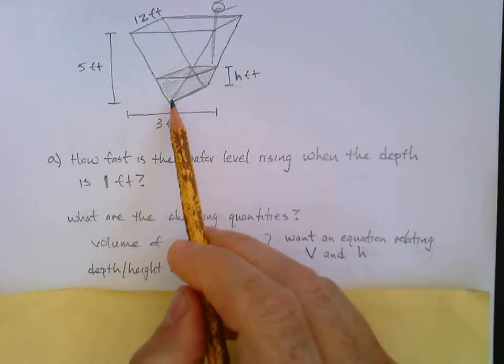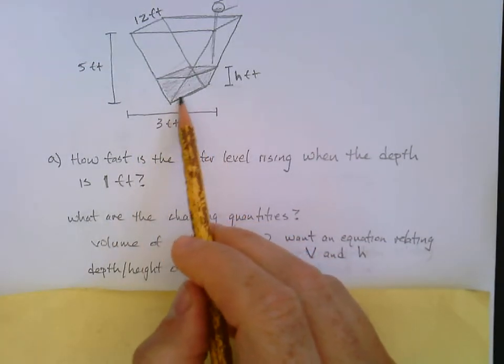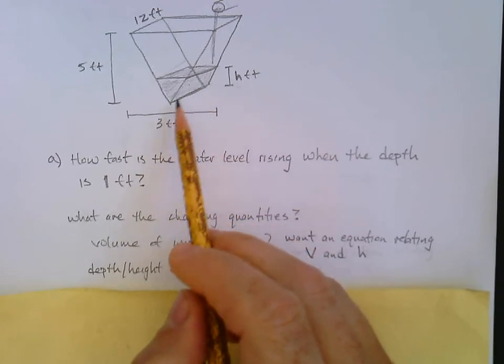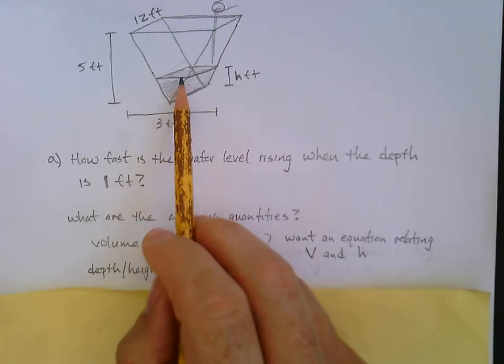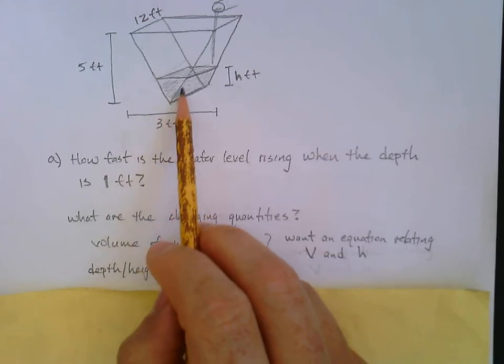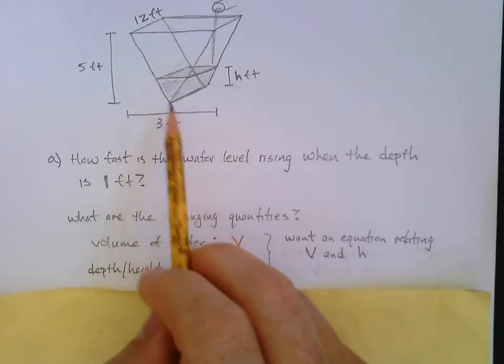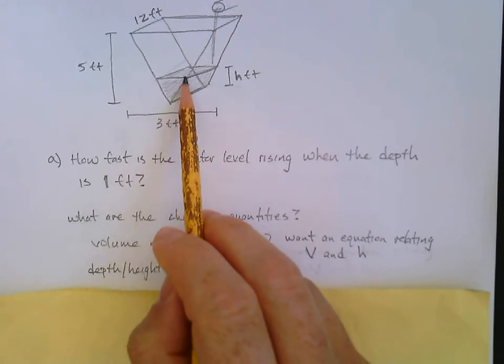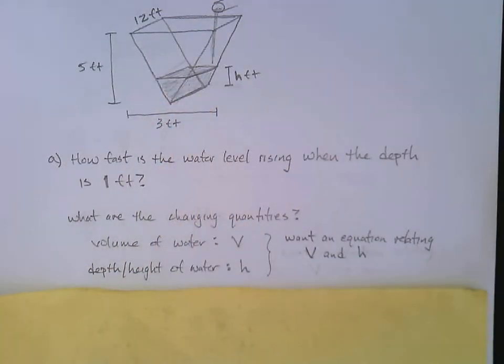Right, that 12 is constant. It's always 12 feet deep, if you will. But this little thing is what changes. So as this gets bigger, we still are going to multiply by 12. So we want the area of this little triangle times 12. Okay, that's a great place to start.